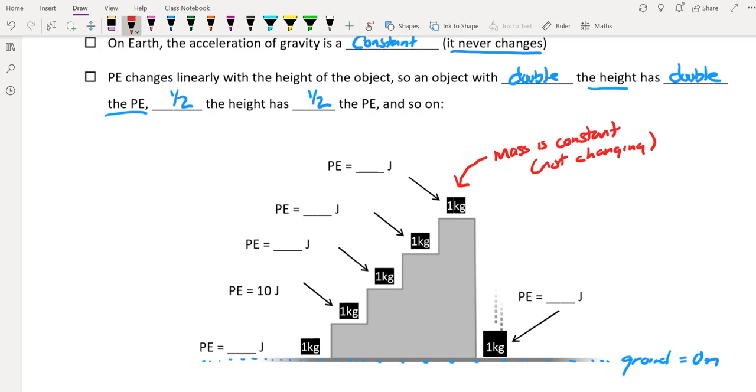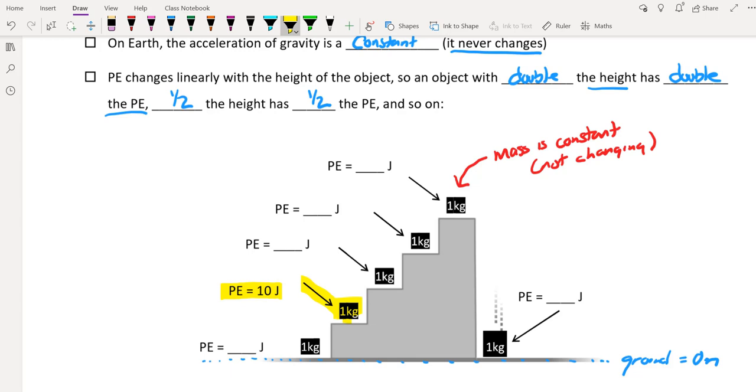And our goal here is to determine the potential energy at the various points of the staircase. So the only thing that's changing here is the height. The mass is constant, g is constant. So let's figure out what effect the height has. Well, we're given the value of potential energy at one spot here, on the first step. And we're told that is at 10 joules.